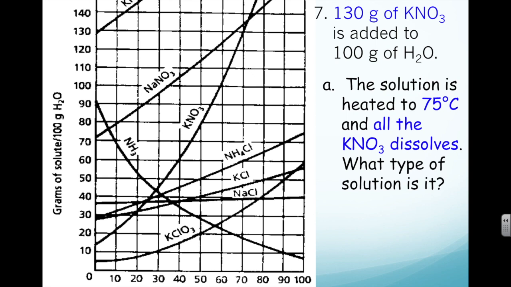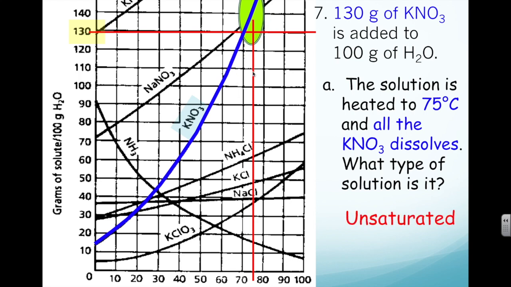130 grams of potassium nitrate is added to 100 grams of water. The solution is heated to 75 degrees Celsius and all the KNO3 dissolves. What type of solution is it? So here's KNO3. 130 grams is added to 100 grams of water. It's heated to 75 degrees Celsius, so it is at this cross-section point right here. What type of solution is it? Well, what zone is that going to be? Well, it's below the line, so it's going to be unsaturated. Easy enough.